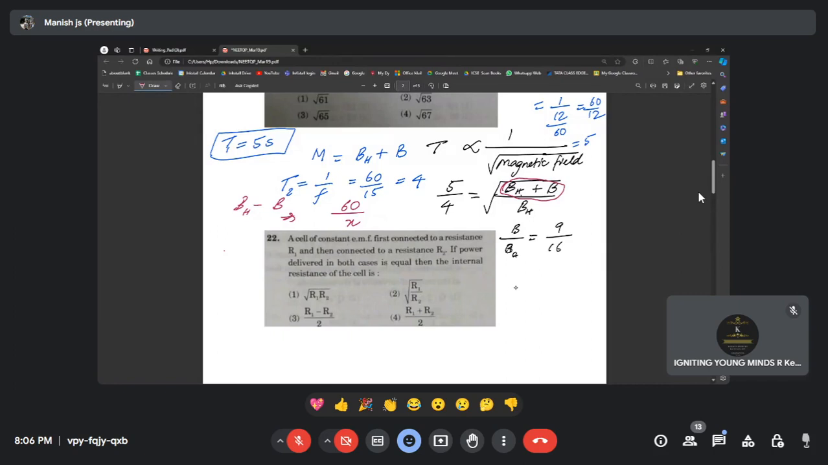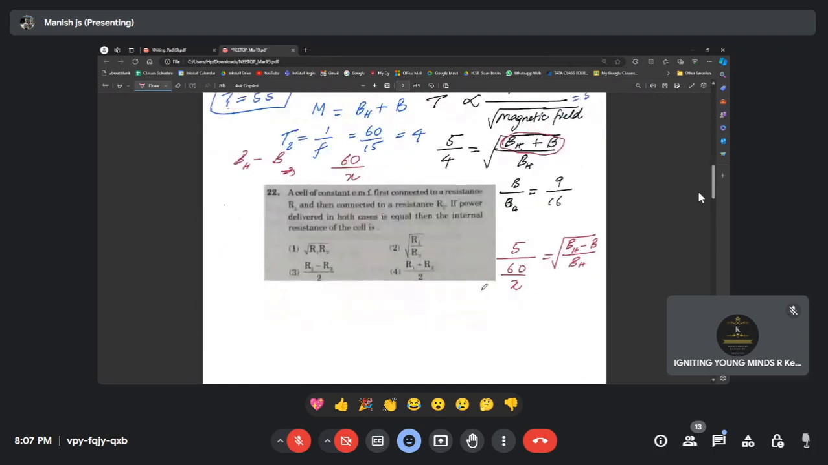We can now substitute the value as 5 divided by 60 by X, because that is the value that we found out initially. You can see T1 is 5 seconds even before reversing. So 5 upon 60 by X is equal to the square root of BH minus B upon BH, because the polarity has now been reversed. So when you reverse, BH plus B won't be used again. Now go for a simplification, children. Substitute the value and simplify it. Now what happens when you substitute and simplify?